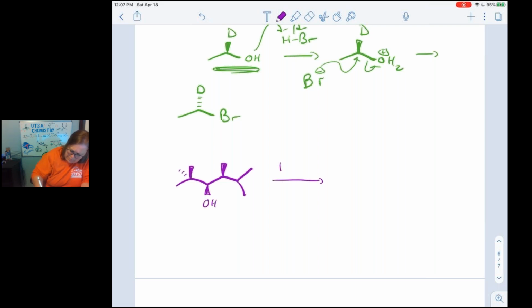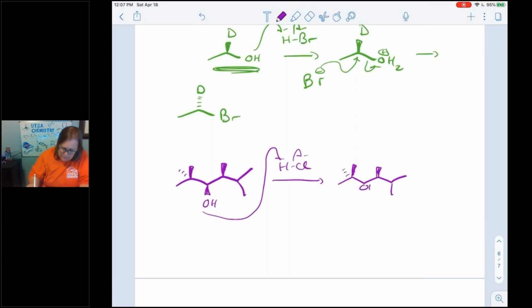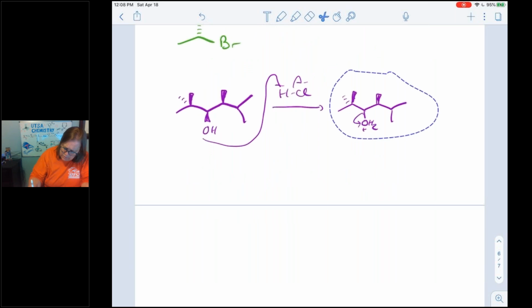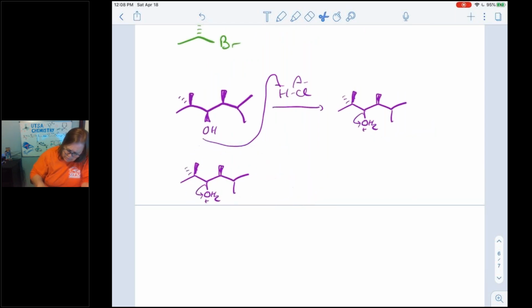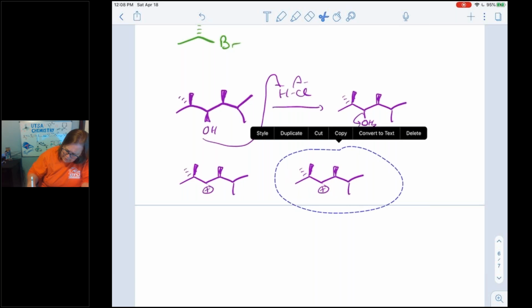I'm going to react this with HCl. Formation of my good leaving group. Then the leaving group leaves. And so now I'm going to have this carbocation here, and that can do a couple of different things.